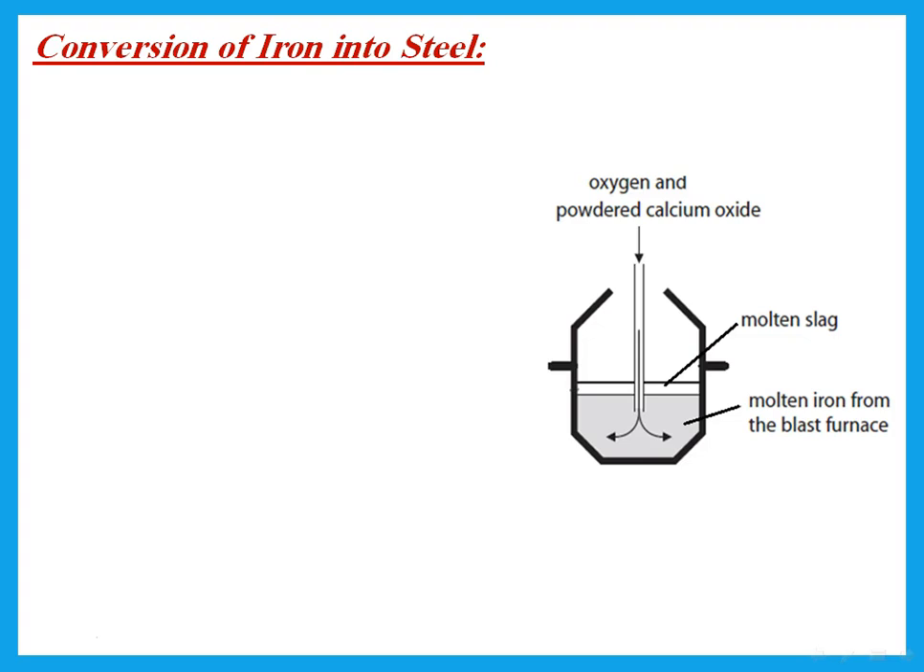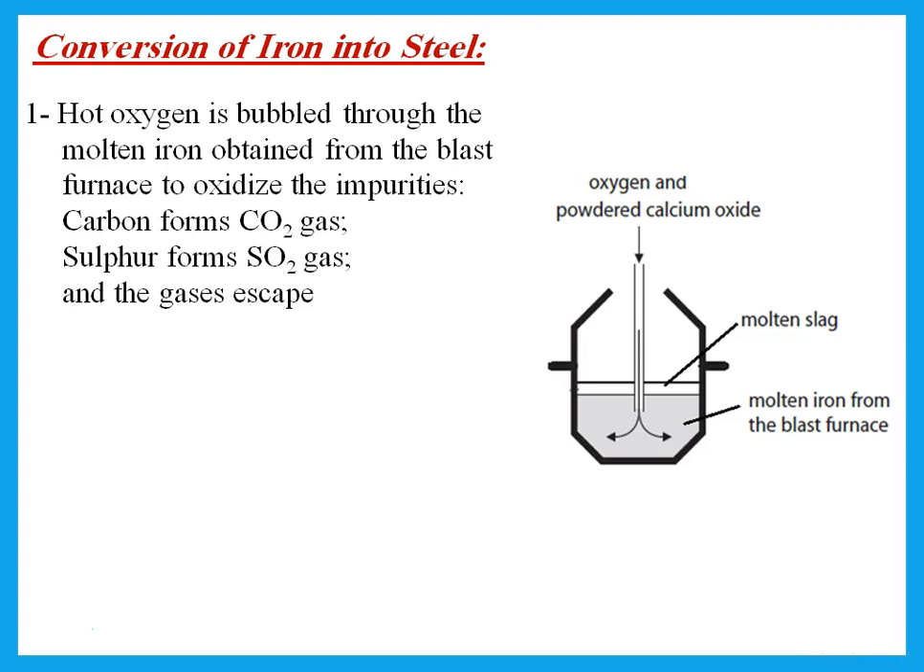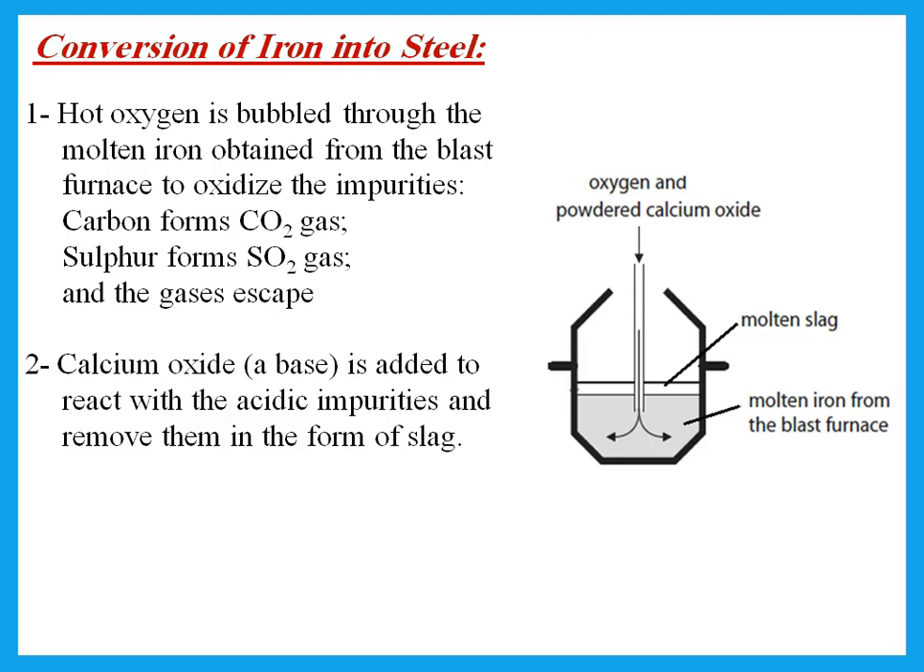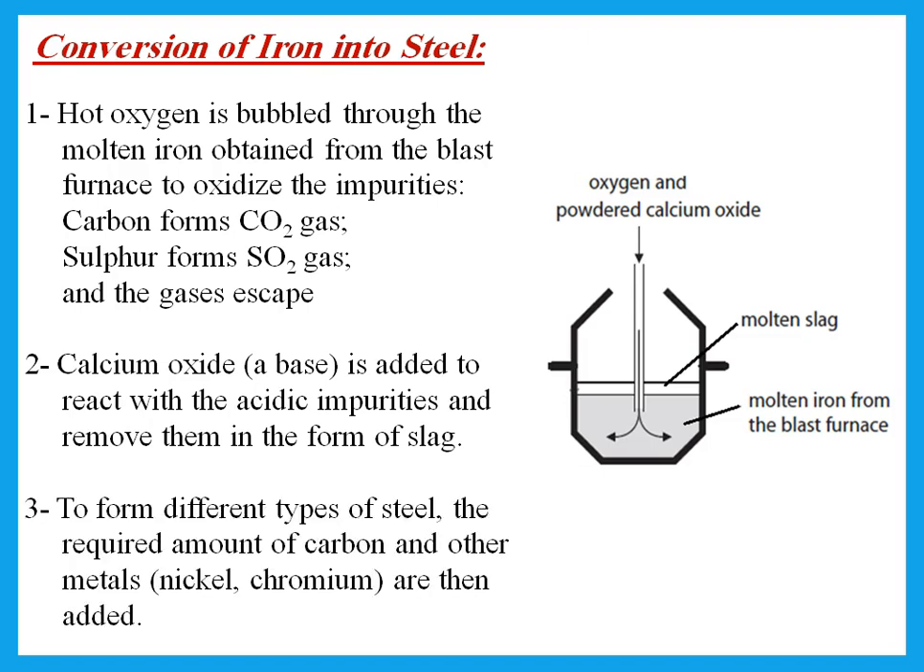Then this molten iron that we get from the blast furnace, we still need to purify it. We bubble hot oxygen through it. This oxidizes the carbon to carbon dioxide gas, sulfur to sulfur dioxide gas, and the gases escape. Now the rest of the impurities form acidic impurities. I add calcium oxide, which is a base, to neutralize the acidic impurities. It forms slag that floats on top of the iron and is removed. I can then take the iron and add the required amount of carbon or other metals in order to form the different types of steel.